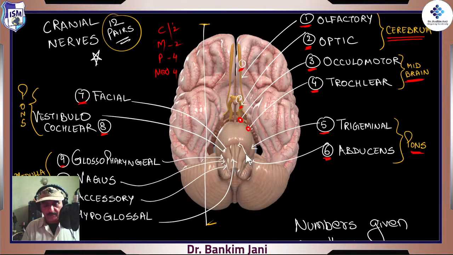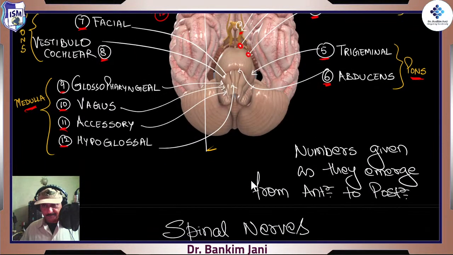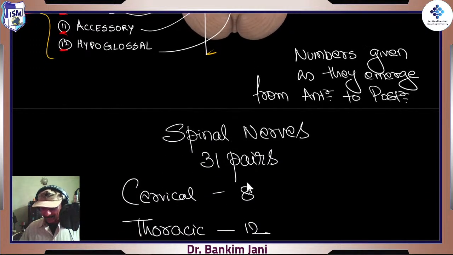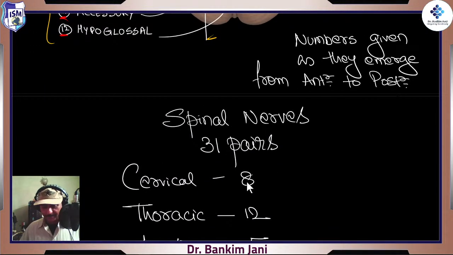So thus the total, say 2 plus 2, 4, and total 12. These are the 12 pairs of cranial nerves which are from brain. Right now, we are just touching the name and from where do they emerge. That's what we are looking at. Yes, that mnemonic, you can remember it in that order. So many mnemonics are there. Okay, so numbers are given as they emerge from anterior to posterior.